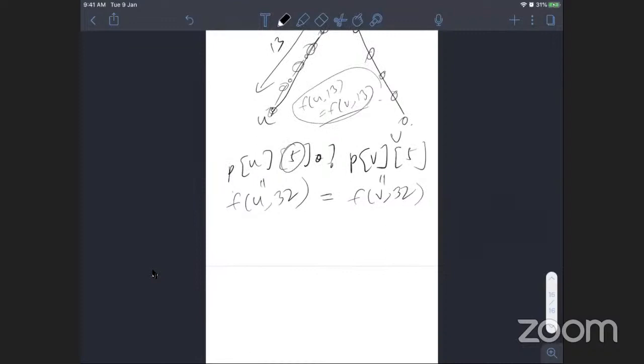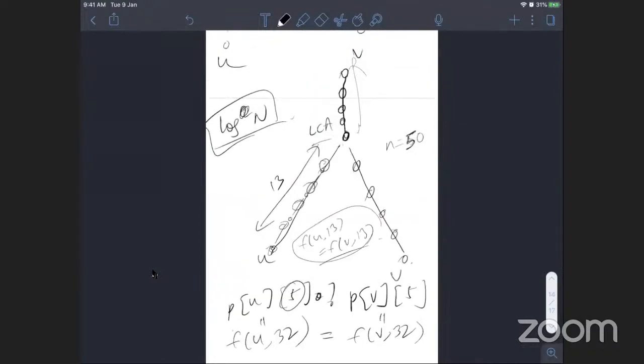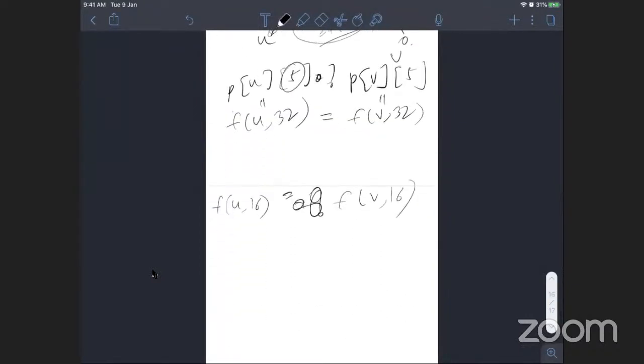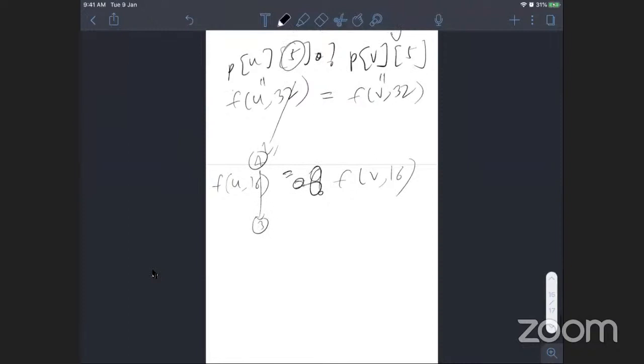Now we ask the same question for 16. That is, is FU16 the same as FV16? Are they the same? We ask this question, and yes, they are the same again, because after the 13th parent, everything matched. Now we again dropped one more step. So from 5 we went to 4, and now from 4 we'll go to 3, like 2 to the power 3. That's the idea. So in binary, we are decreasing.